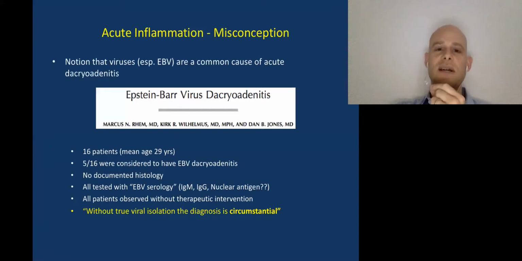In other words, this was a series that was published of consecutive patients that walked into a clinic with acute dacryoadenitis, and they think 5 of them had Epstein-Barr virus. But this is far from high quality information. And because of this publication, which is cited in every other review that you'll see, there's this notion that if somebody who's 30 years old walks into your clinic with acute dacryoadenitis, you have to think mono.